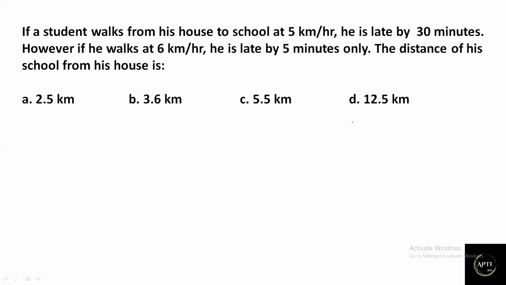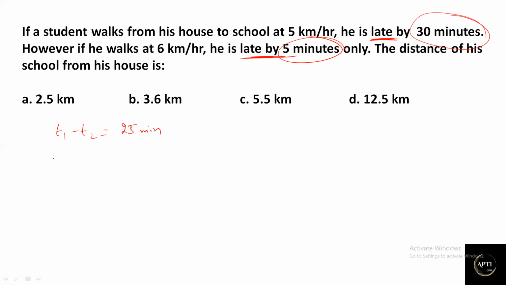If a student walks from his house to school at 5 kilometers per hour, he is late by 30 minutes. However, if he walks at 6 kilometers per hour, he is late by 5 minutes. Find the distance of his school from his house. Already we solved similar types of questions. What I told, the simple shortcut: in the given question, if they give both late, here late by 30 minutes, here late by 5 minutes, if both are late, we need to subtract these values, 5 and 30. So the time difference T1 minus T2 is 30 minus 5, which is 25 minutes.